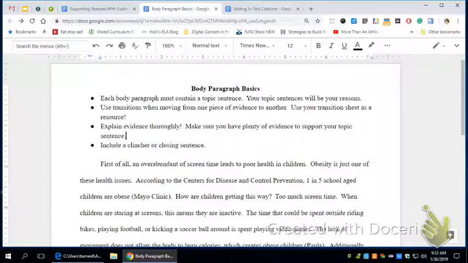Then when you go from one piece of evidence to another piece of evidence, or from one topic sentence to another topic sentence, like one reason to another, you have to use transitions. So if you look right here, I used first of all, right? So there are other options, right? So you should have a list of transitional words I gave you. So look in your folder right now. Do you have that list of transitional words?